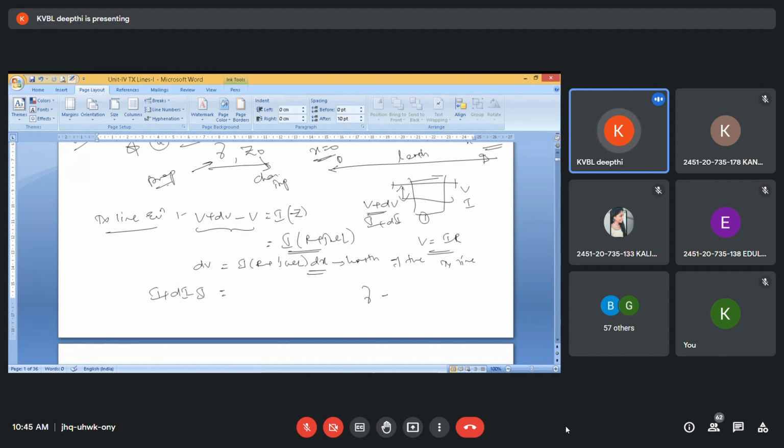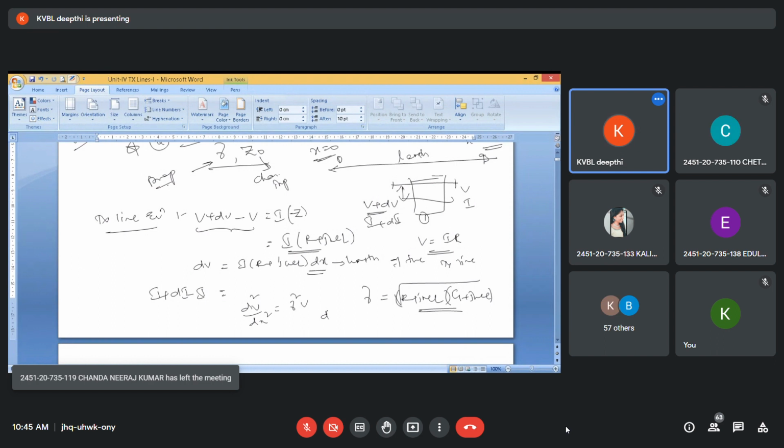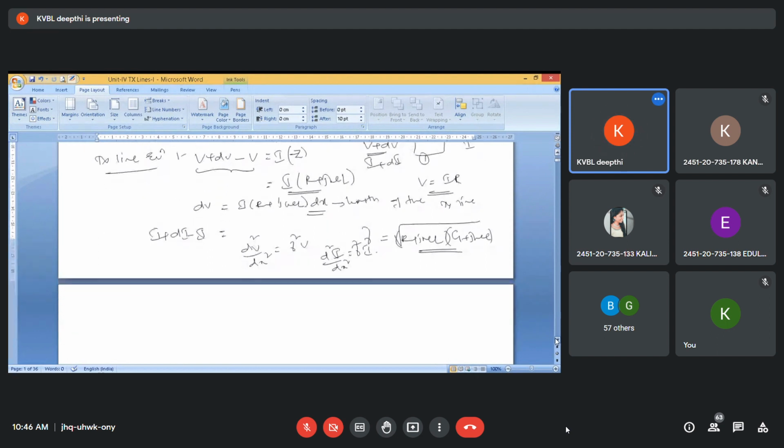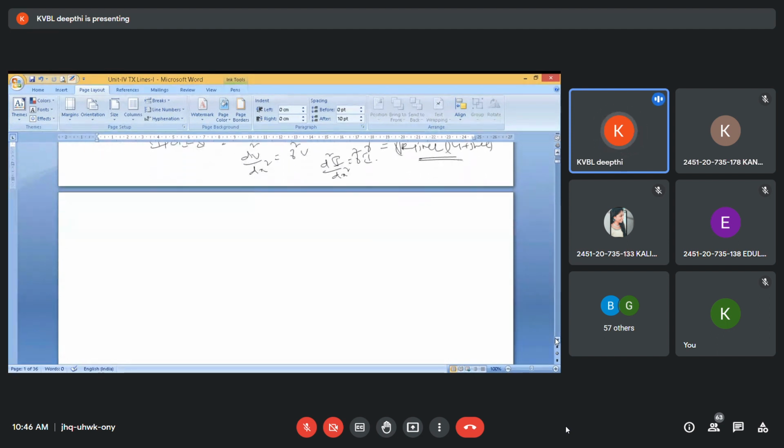What is gamma here? Gamma is the square root of R plus j omega L into G plus j omega C. This was the equation for gamma. So finally, d square V by dx square is equal to gamma square V. Similarly, d square I by dx square is equal to gamma square I. Like that we have got the equations. Then we have written the solutions for this. How did we write the solutions? V is equal to A into e power gamma x plus B into e power minus gamma x. Then we have found the solutions accordingly.